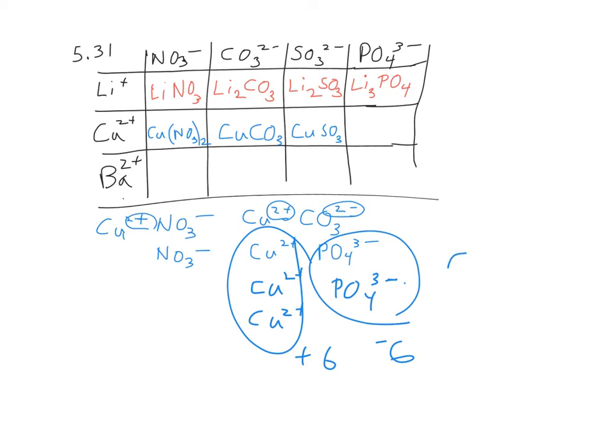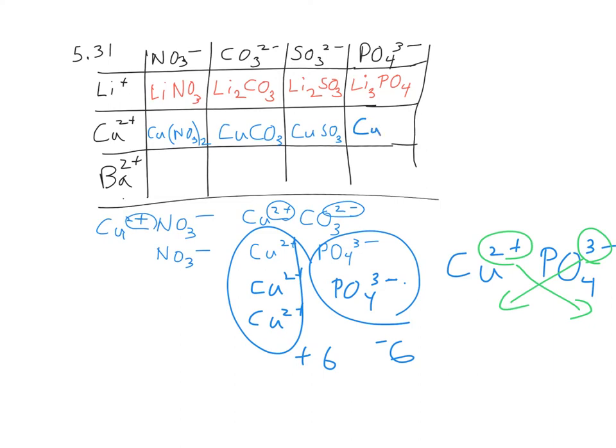The other way to do that, of course, is the crisscross method that I talked about in the lecture. Make the charge on one the number of the other. Either way you slice it, you get your compound to be Cu3, open parentheses, PO4, close parentheses, 2. That's a 2 there.